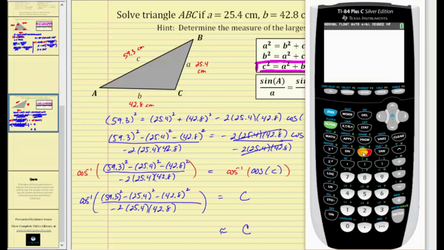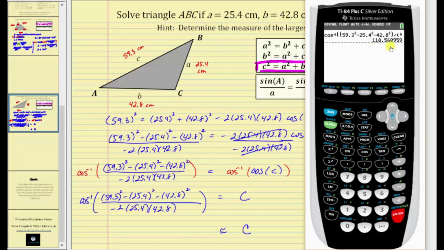We enter second cosine for inverse cosine, and then we need the numerator and denominator in parentheses. So we have open parenthesis, and then the numerator, close parenthesis, and then divided by the denominator in parentheses, open parenthesis, the denominator, close parenthesis for the inverse cosine, and enter. Rounding to one decimal place, angle C is approximately 118.6 degrees.